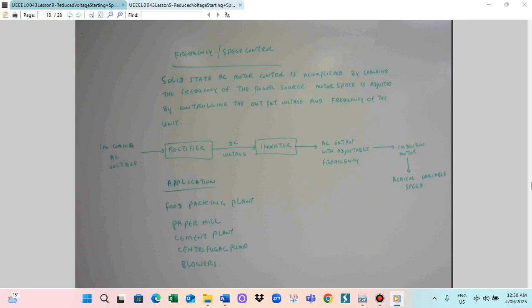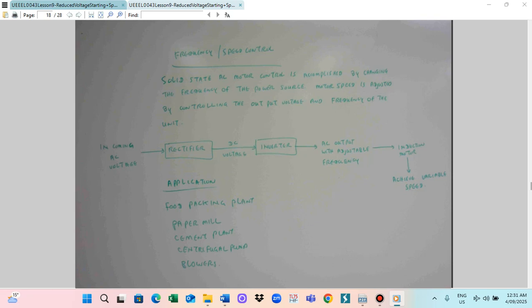I will be teaching more about switching inverters in the next semester. This unit mostly focuses on switching speed starters and switching speed control. So now I will just give you a brief description.